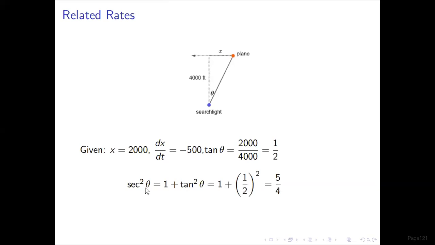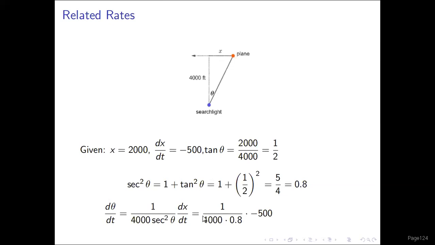So we know tangent, so we plug in. We get 5 over 4 for secant squared theta, and no need to get the square root since we need secant squared. So here's again, okay, that's 0.8. Here's again the one we found. So to get this rate of change, we need dx/dt, we need secant squared. We have dx/dt, we have secant squared here. Actually, we don't need x directly. We only need x to get secant squared. So plugging in, okay, you should get the value negative 0.1 rad per second.